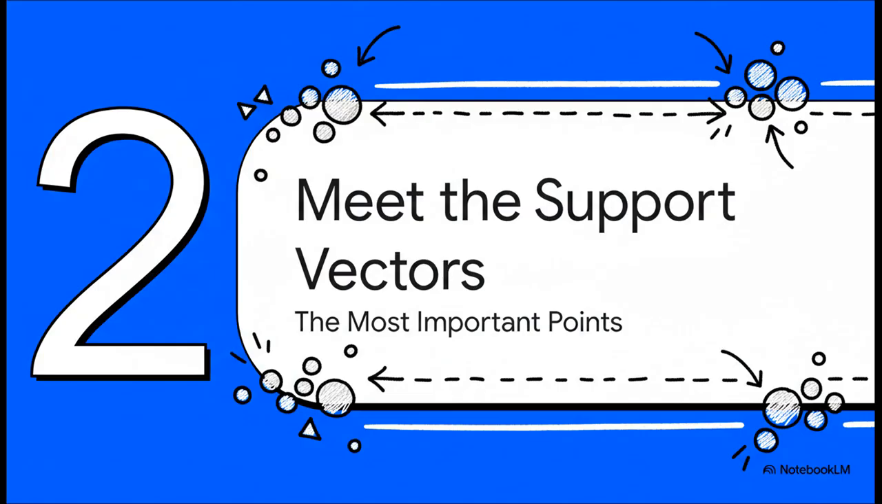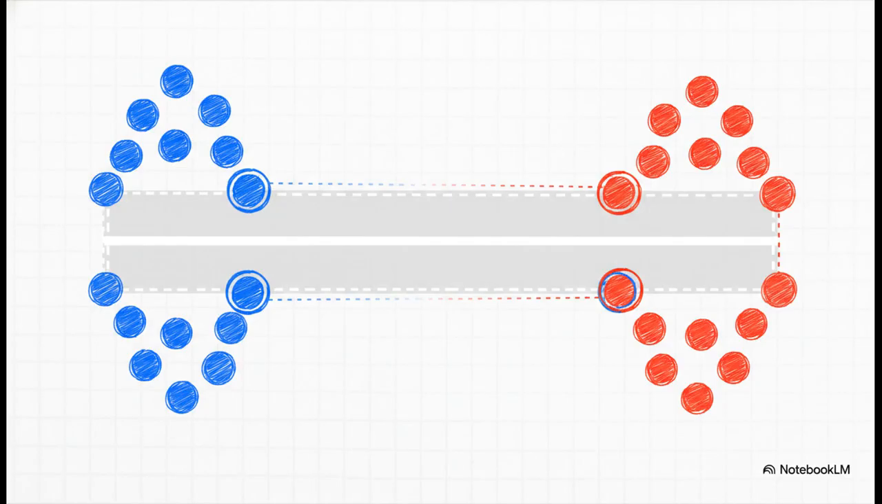Okay, so we've got our street, we've got our center line, but what actually dictates where the edges of that street are? This is where the algorithm gets really, really smart. Just think about it for a second. To figure out how wide you can make that road, you don't need to look at every single apple and every single orange. Nope. You only need to pay attention to the ones right on the frontier, the ones closest to the other side. They're the ones that dictate just how wide our margin can get.